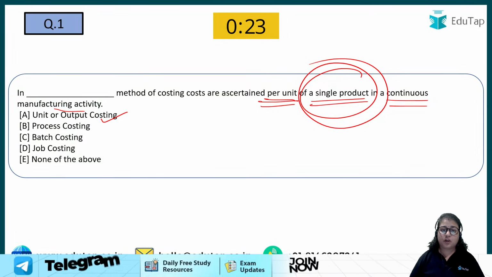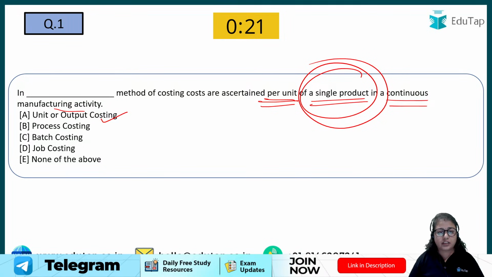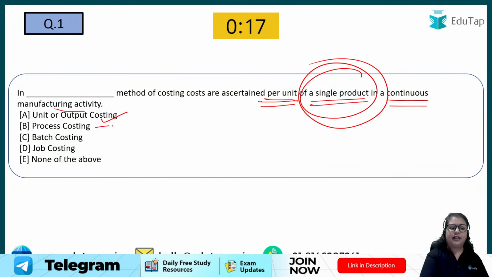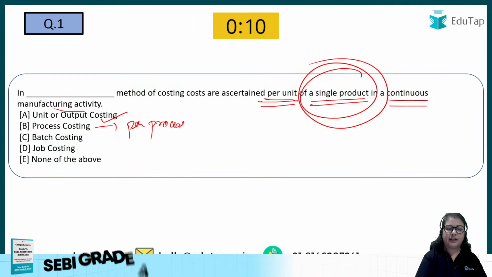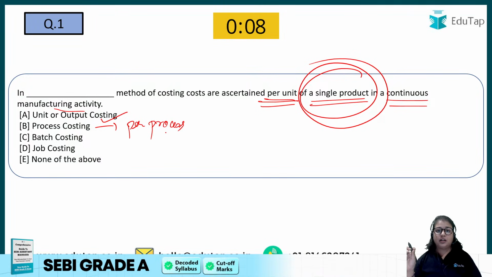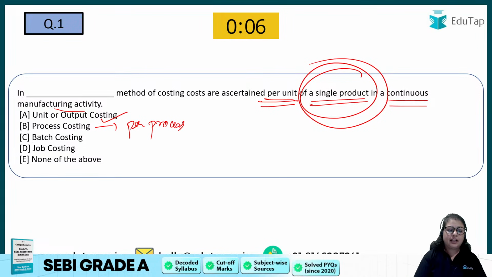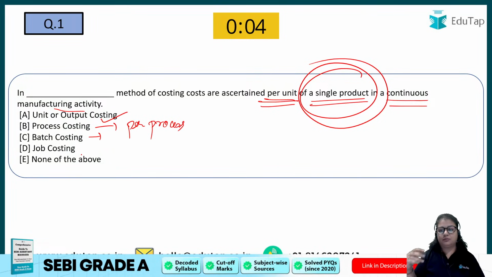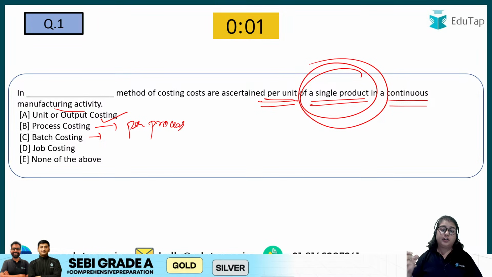But what happens in process costing? In process costing also there is continuous manufacturing activity, but in process costing we are finding the cost per process. Okay, per step, or you can say in a process we can find out the cost per process. Whereas in batch costing we are finding the cost according to the batches.